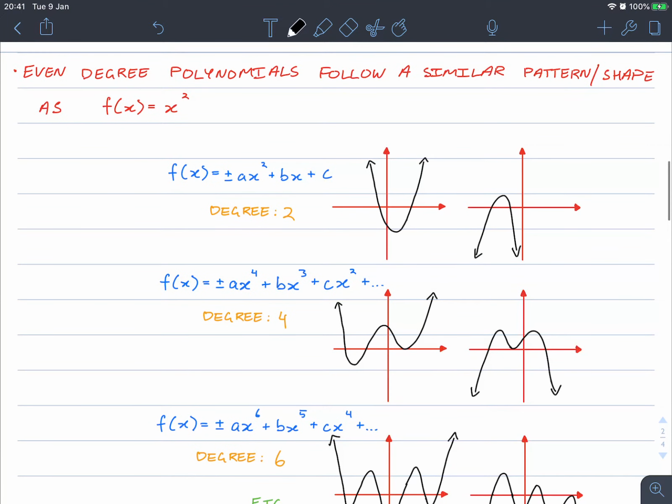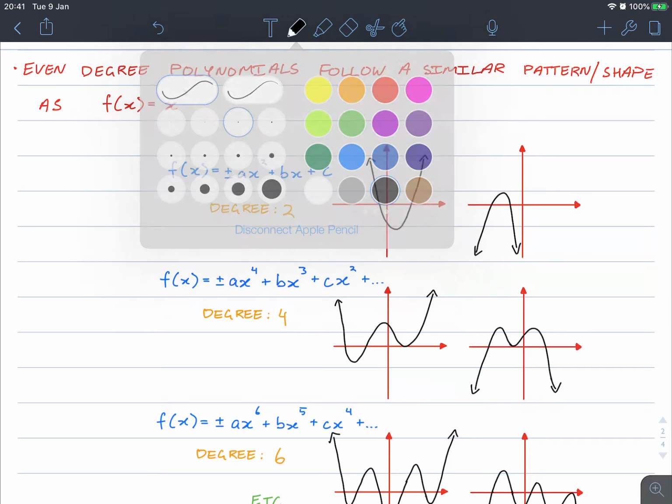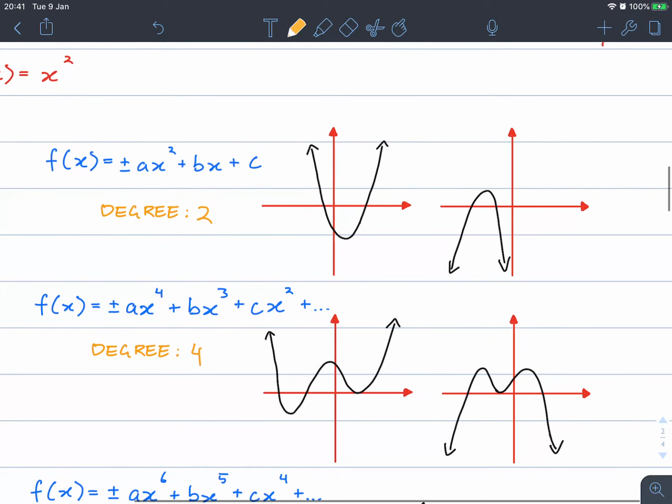Another property that polynomials have is that even degree polynomials follow a similar pattern or shape as f of x equals x squared. Let's take a look here. So here we have the quadratic, a parabola. Notice how it goes down into it and leaves outwards from it. Even if it were a negative coefficient, it goes up towards it and down away from it.